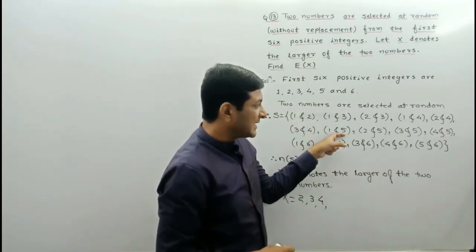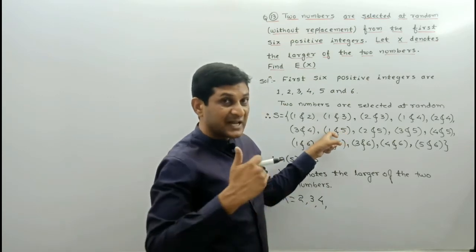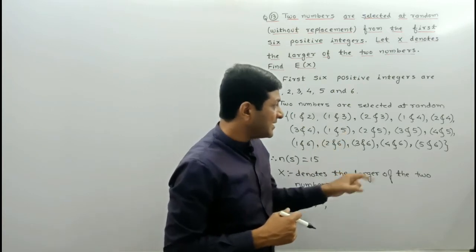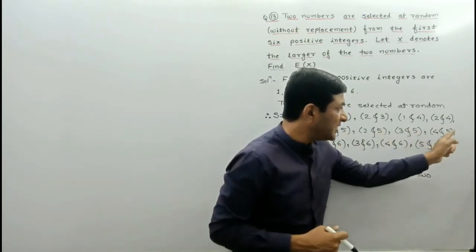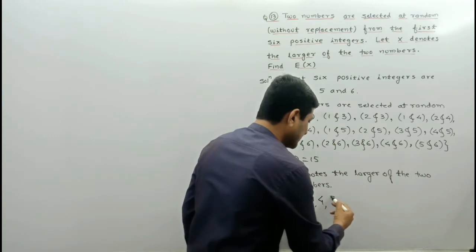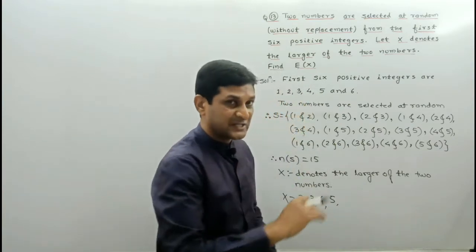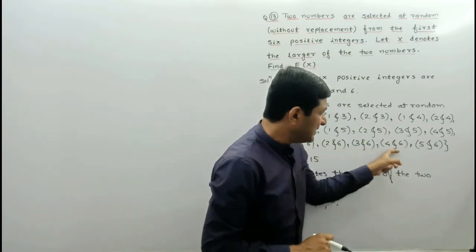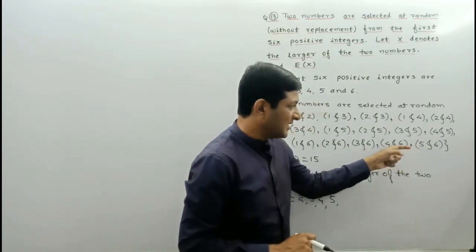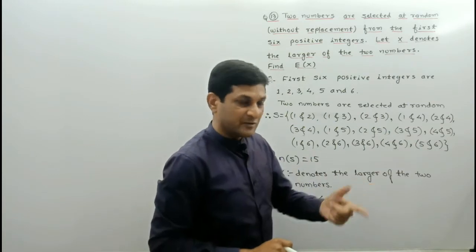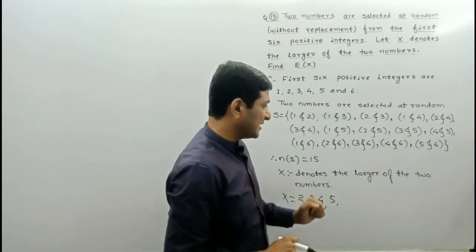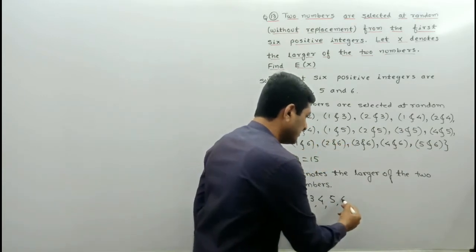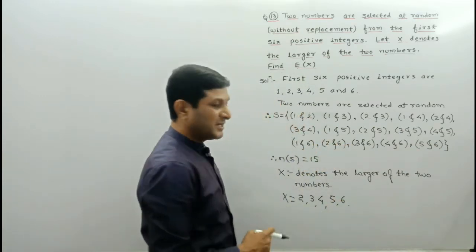If we look at this element, which 2 numbers are selected? 1 and 5. Which is the larger number? 5. Here also it is 5, here also 5, and here also 5, which means the next possible value of X is 5. And if you observe the remaining elements, in every element 6 is greater. 2 numbers are drawn, but what does X denote? The larger number. So here the larger number is 6, 6, 6, 6, and here also 6. In this way we have got the possible values of X.